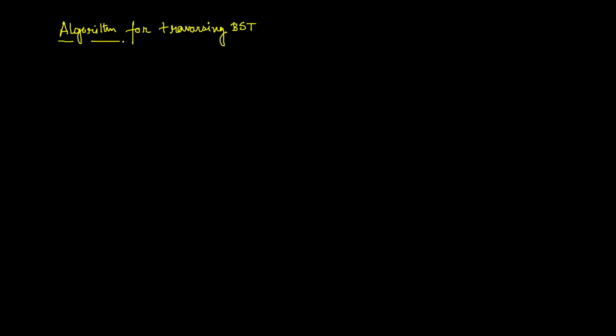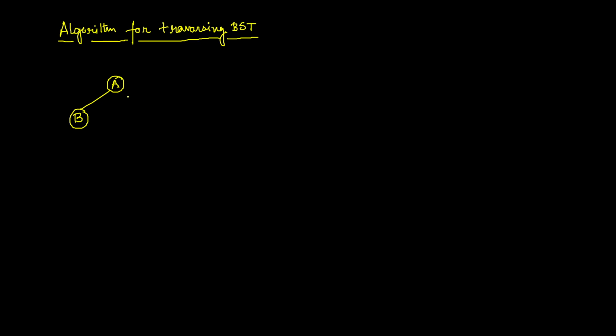Since we have seen there are three different techniques for traversing a BST, naturally we will have three different algorithms for traversing. Now let's try to realize how complex it will be if we try to solve this problem in a traditional way. So suppose we have a BS tree that looks something like this.